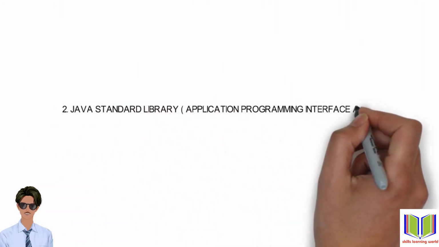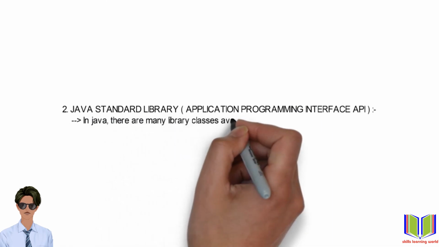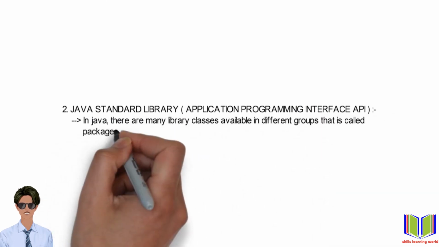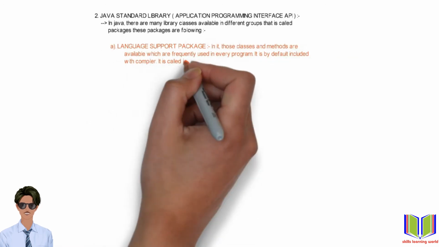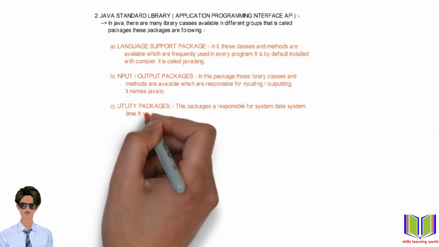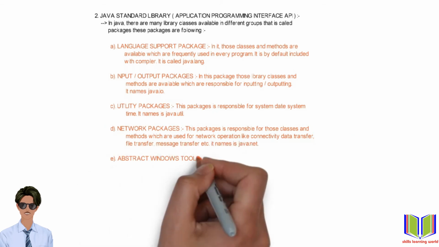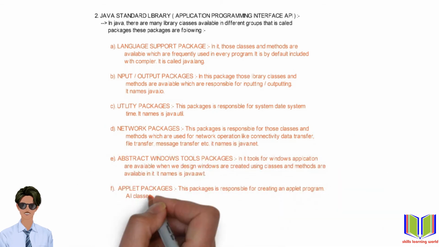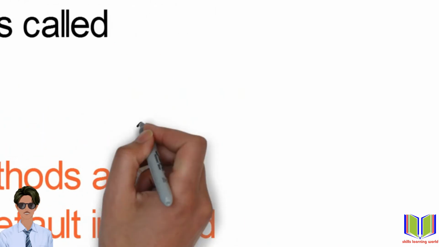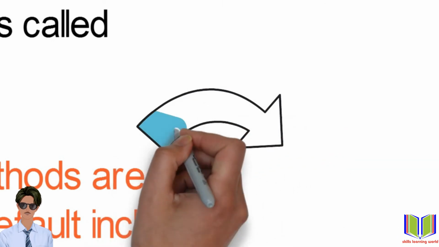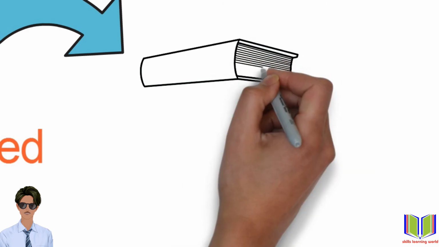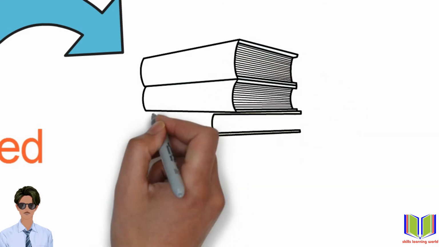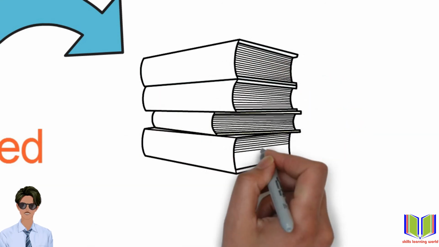Number 2. Java Standard Library. Application Programming Interface, API. In Java, there are many library classes available in different groups that are called packages. These packages are following. Point A. Language Support Package. In it, those classes and methods are available which are frequently used in every program. It is by default included with the compiler. It is called java.lang.